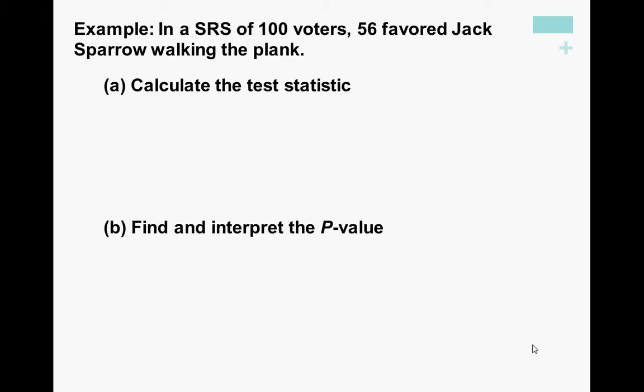So let's try this example. In an SRS of 100 voters, 56 favored Jack Sparrow walking the plank. So let's calculate the test statistic.